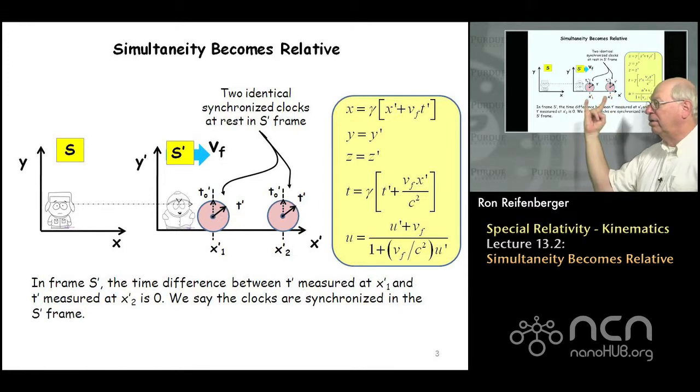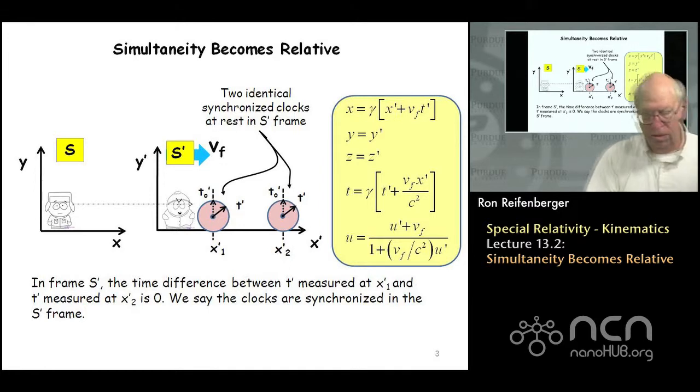And clearly you can do that. It's not hard, because you could bring this clock to the same position as that clock and synchronize the two times. Then you could take this clock and move it to position x2 prime. If the clocks are made by a reliable company, they'll keep time in exactly the same way, and they'll stay synchronized as time moves forward.